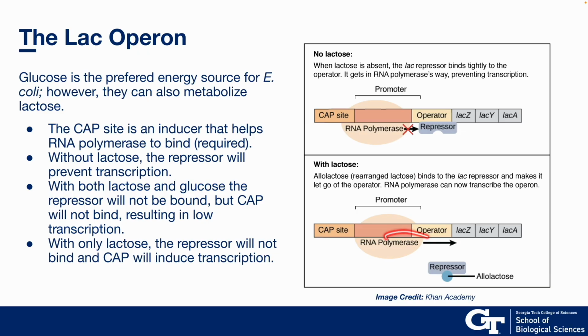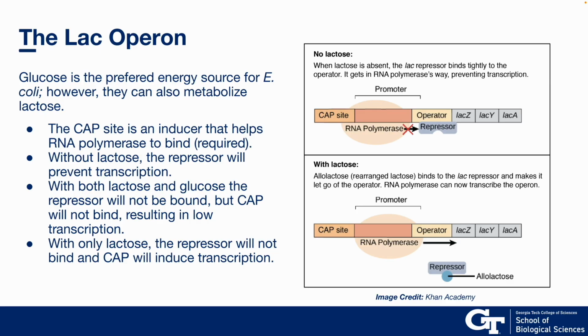So the lac operon is responsible for the metabolism of lactose. E. coli don't really want to metabolize lactose, they want to metabolize glucose. But because sometimes they're not always going to have glucose, they need a way of metabolizing this other sugar, lactose. So there are only two situations the E. coli can find themselves in: no lactose, with lactose, right?